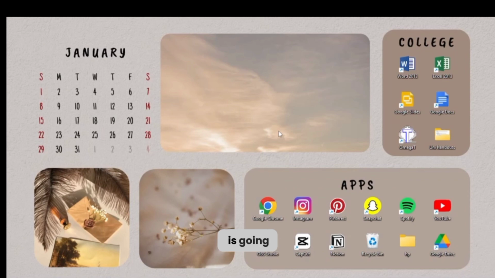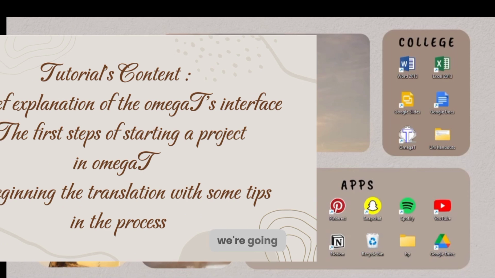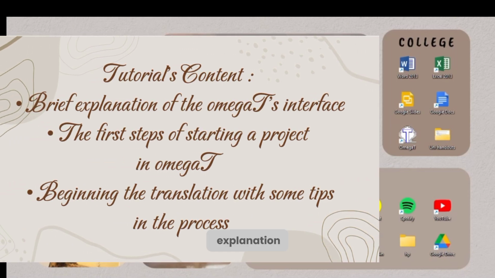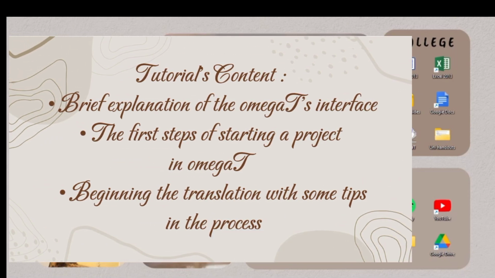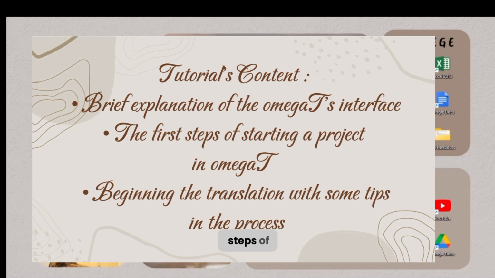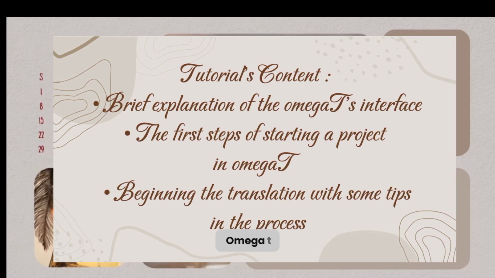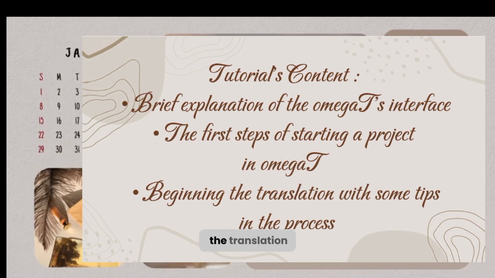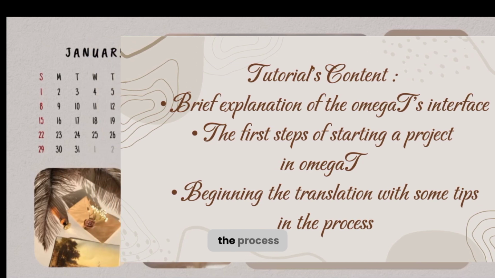Today's video is going to be a tutorial about the crucial points that we need to know and the first steps that we go through when using OmegaT, which is a free CAT tool software that helps the translators maintain a good quality translation. In this tutorial, we're going to have a brief explanation of the OmegaT's interface, the first steps of starting a project in OmegaT, and beginning the translation and some tips in the process.